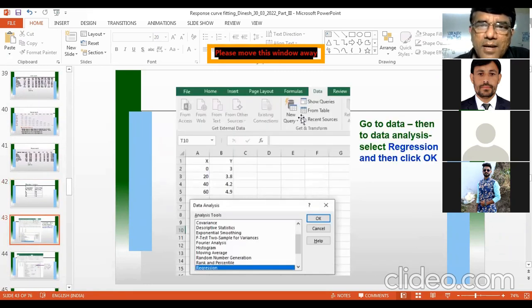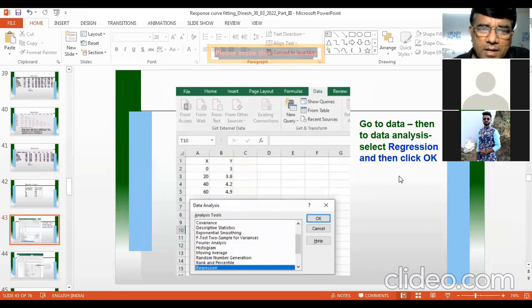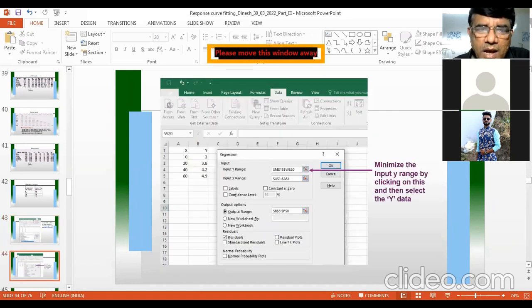So go to Data, as I told you. In Data, you get Data Analysis ToolPak, and you click there and you will find Regression. Last time I showed you Correlation. Both are available in this. So you go for Regression and click OK here. Click OK. And now you need to put the input Y range.